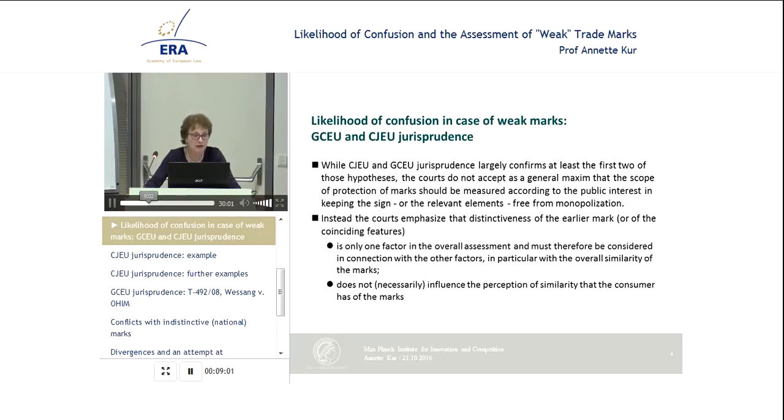So even if a feature is indistinctive or if it is descriptive, it does not necessarily, in the view of the court, translate into the consumers not viewing this, when it appears in the context of other elements, as making the mark indistinctive, or at least taking away the impression that was created by the overall similarity that is based on other factors.